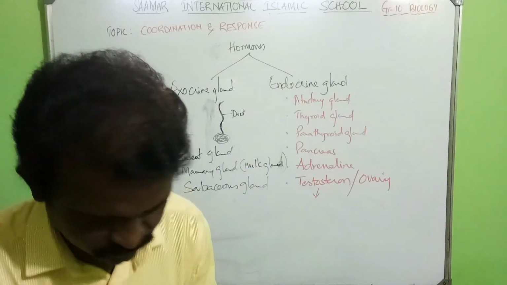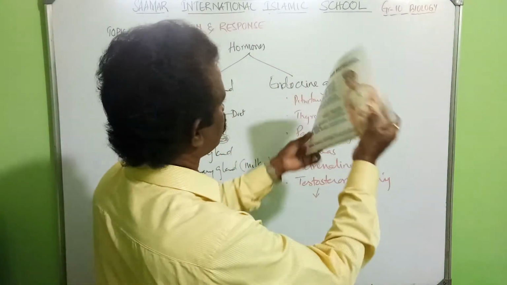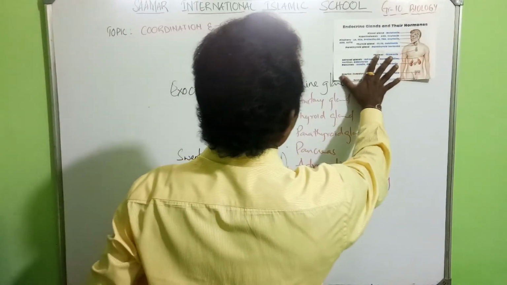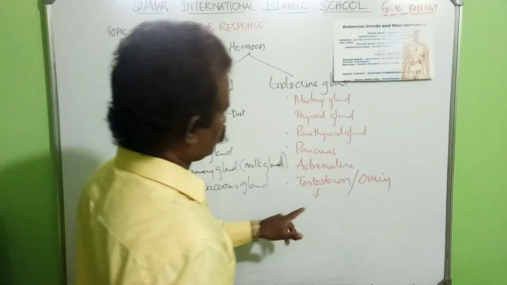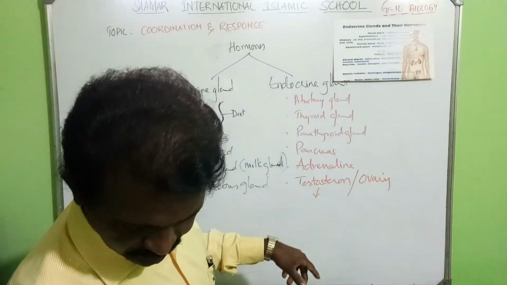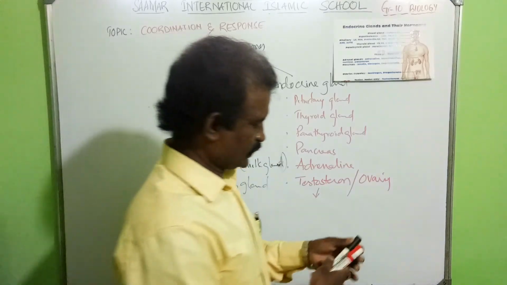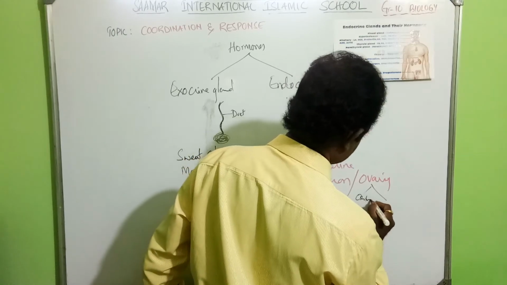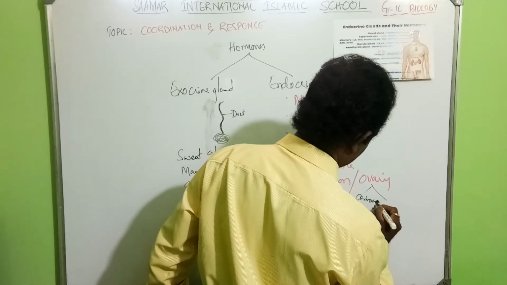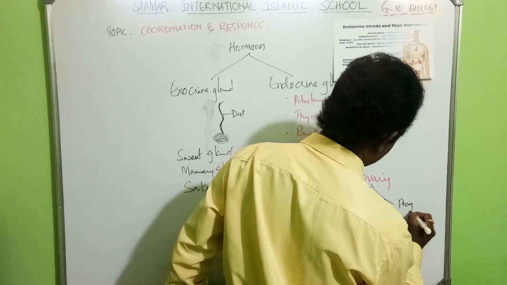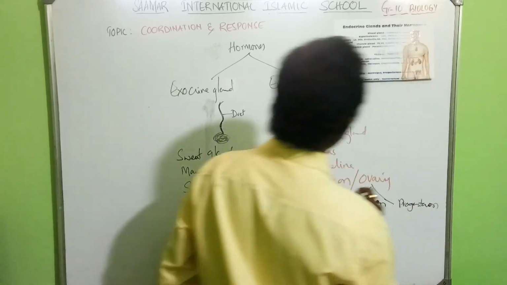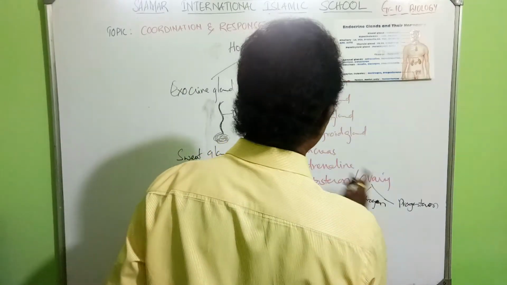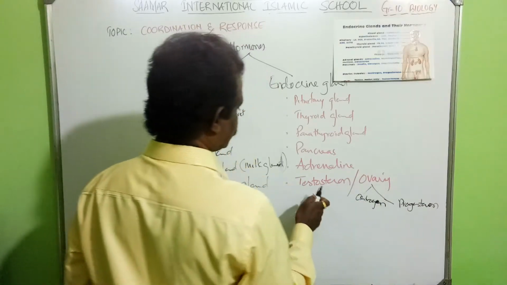I'll just show you that diagram also, so that you will understand better. You can see all these glands are there. Now where they are present also I'll show you. Here in the ovary, we have estrogen and progesterone. There are two hormones in a female, estrogen and progesterone, and testosterone in the male.